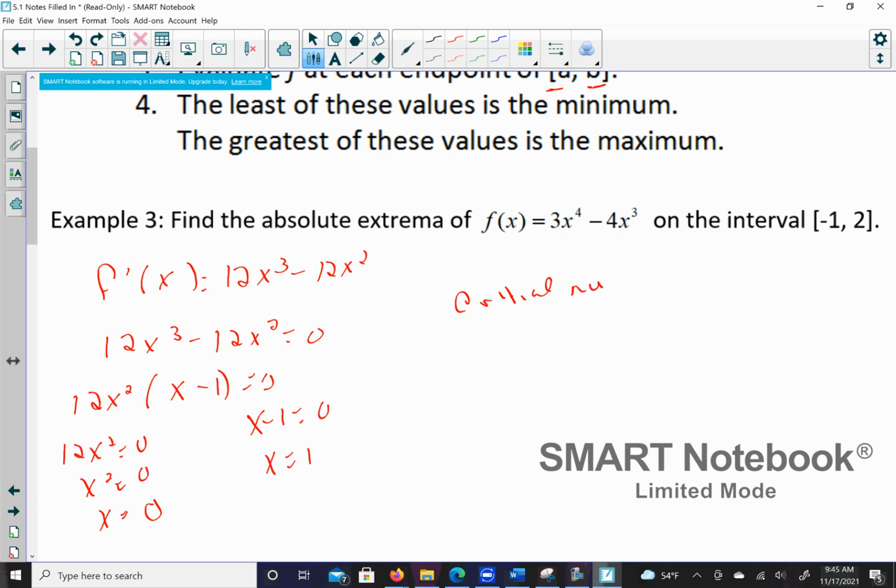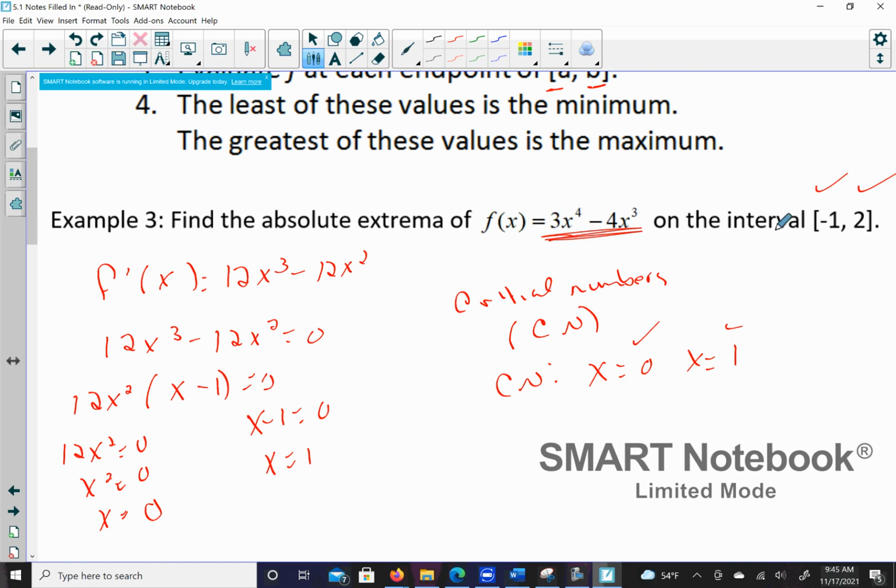And from now on, I'm going to call critical numbers just Cn. My two critical numbers are going to be when x is equal to 0 and when x is equal to 1. So when I look for my absolute min and my absolute max of this function on this interval, I'm going to check 4 points: -1, 2, 0, and 1.